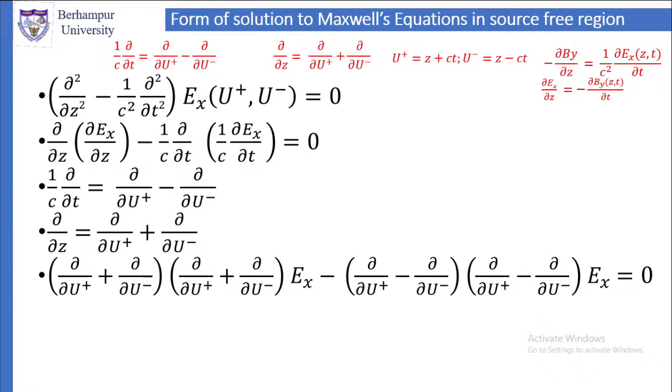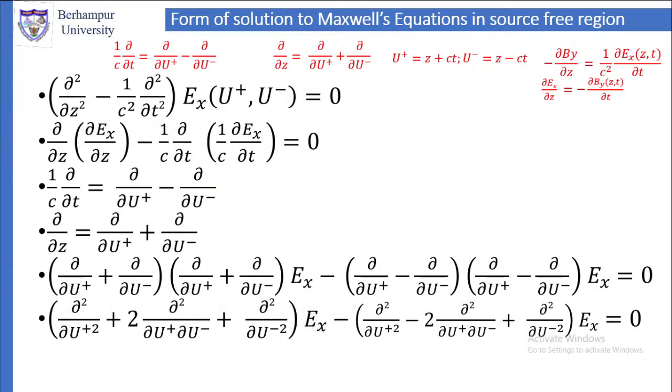Then the second term will be minus (∂/∂u+ minus ∂/∂u−). From where do we get this? This is 1/c ∂/∂t. So that is operating again on (∂/∂u+ minus ∂/∂u−) Ex. Now if you look at this, this is of the form (x plus y) into (x plus y). Then that is the first term. The second term is (x minus y) into (x minus y).